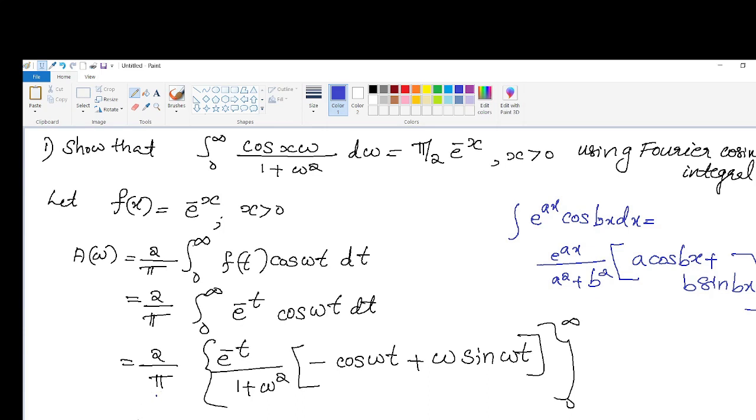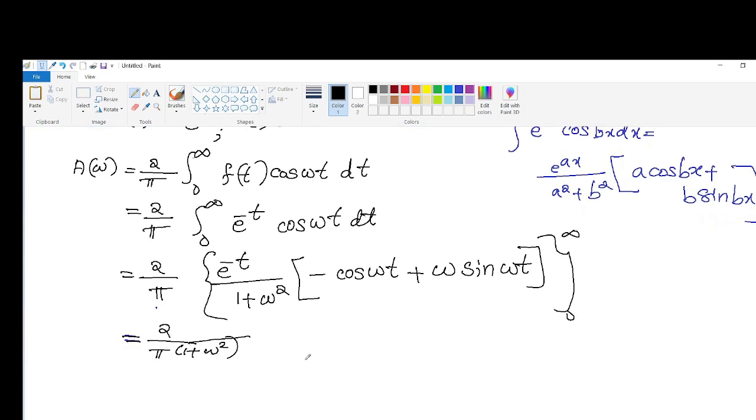Now we want to apply the upper limit and lower limit here. So 2 by pi, we want to substitute for t. 1 plus ω square is a constant, you can take it outside. So at first you put t as infinity. So e raised to minus infinity becomes 0. So 0 minus, now you substitute the lower limit 0 for t. So here 1 into, inside the bracket you have minus 1. Here we have sin 0 is 0. So the answer is 2 by pi into 1 plus ω square.